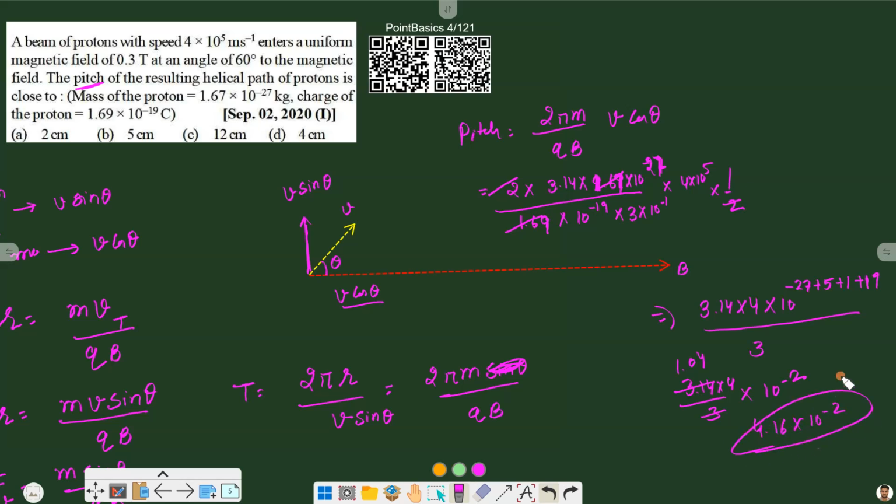So it will be approximately 4 centimeter, and we have to approximate here, the answer is close to. We have to find an approximate answer. So option D will be the right answer. Moving to the next one.